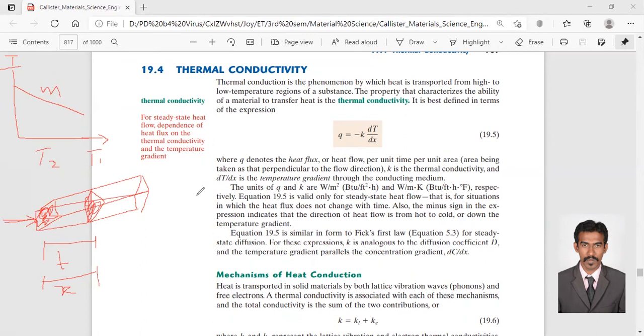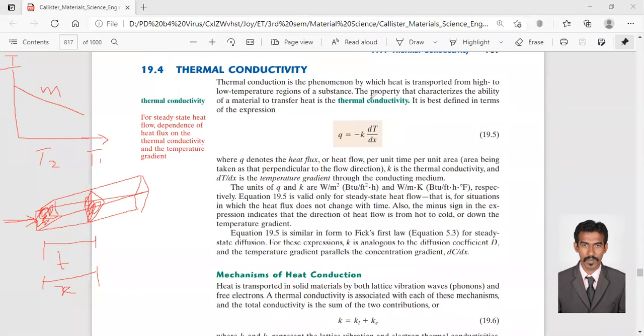This equation is valid only for steady state heat flux, which means the heat is generally flowing from here to here, for situations in which the heat flux does not change with time. So steady means there won't be any change with time. Also, the minus sign in the expression indicates the direction of the heat flow is from hot to cold, so high temperature region to low temperature region. That's why this minus sign is there.